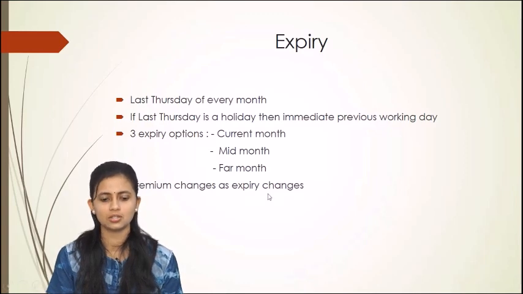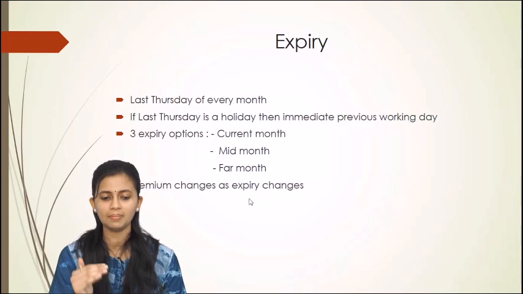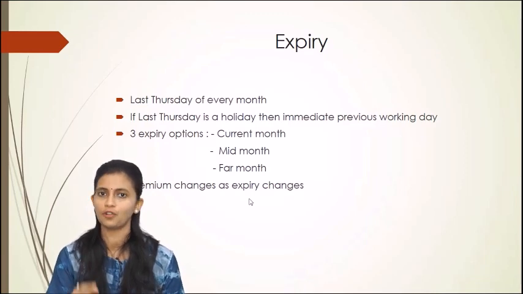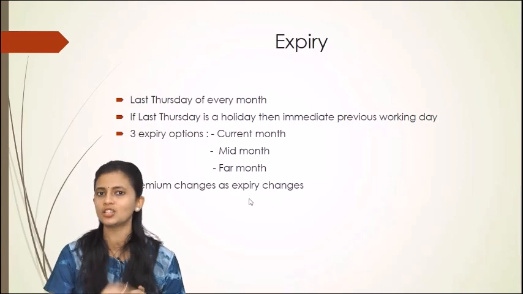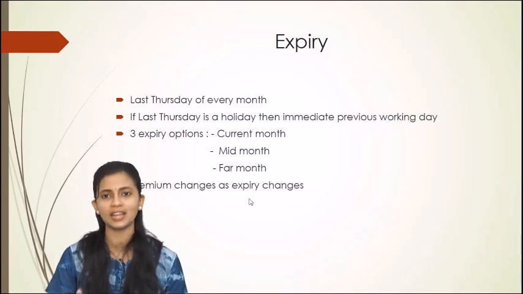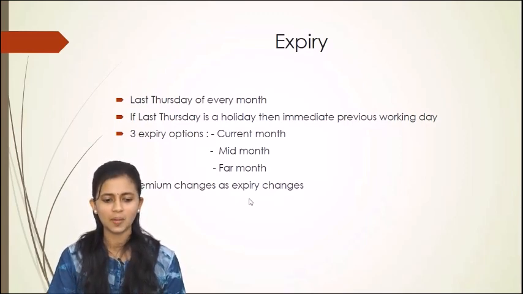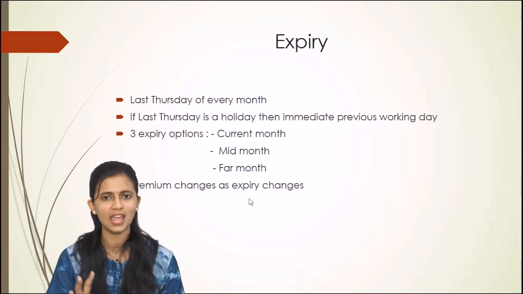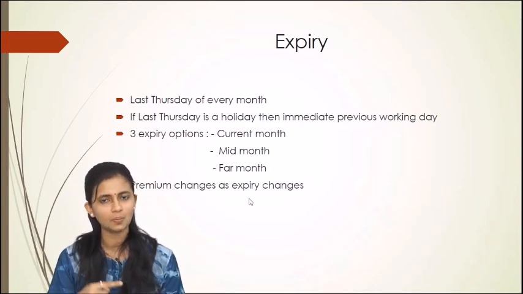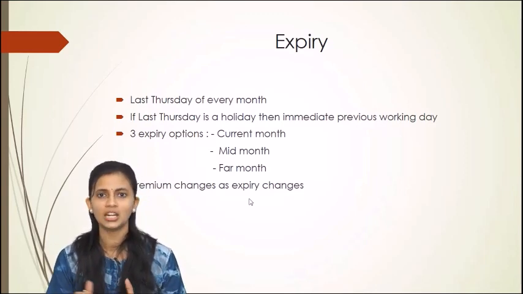Premium changes as expiry changes. Now you will get 3 months' expiry options for every strike price, but the premium will also change across these different expiries. For current month expiry, the premium will be different. For mid month expiry, the premium will be different. For far month expiry, the premium will again be different. Though the strike price is the same, the premium will be different.